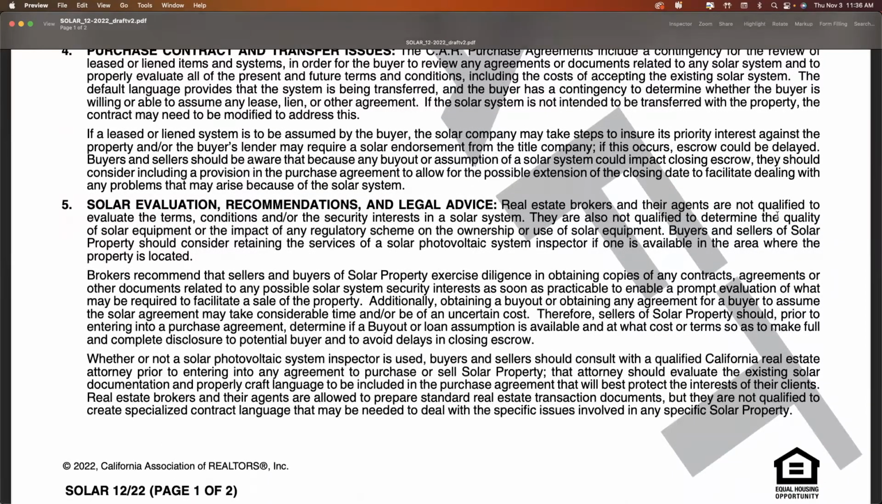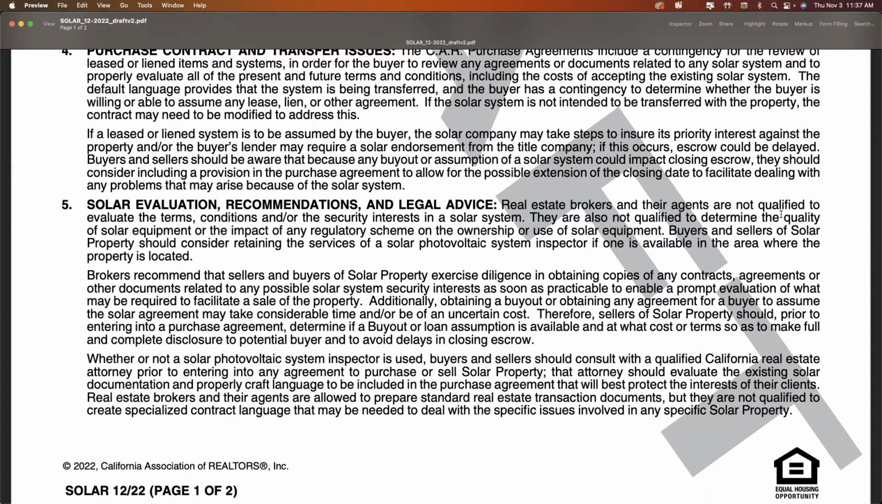Solar evaluation recommendation, legal advice. Real estate brokers and their agents are not qualified to evaluate the terms, conditions, and or security interests in a solar system. They are also not qualified to determine the quality of solar equipment or the impact of any regulatory scheme on the ownership or use of solar equipment. Buyers and sellers of solar property should consider retaining the service of a solar photovoltaic system inspector if one is available in the area where the property is located. I don't even know what that is.